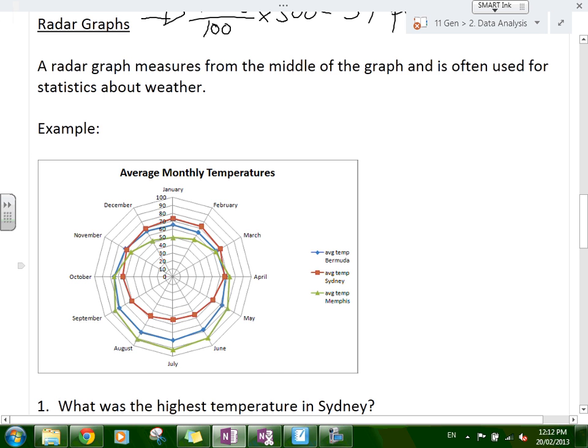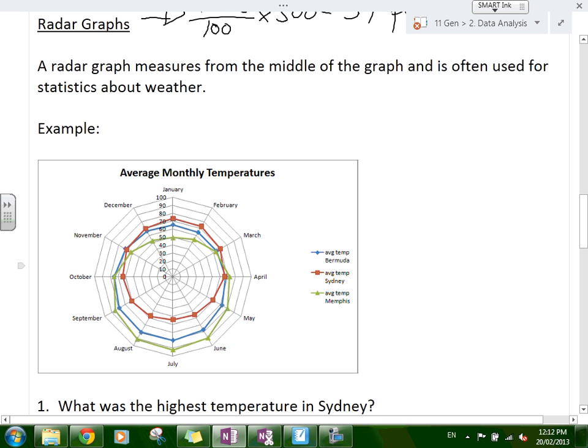You don't know what state Memphis is in? What's famous about Memphis, right? What's Memphis famous for? No. Anyone know? Yeah. Elvis. That's right. Elvis is from Memphis, Tennessee. Okay? Then the red line is Sydney, and the blue line is Bermuda. What's Bermuda famous for? The triangle. Yeah, the Bermuda Triangle, where ships mysteriously get lost.